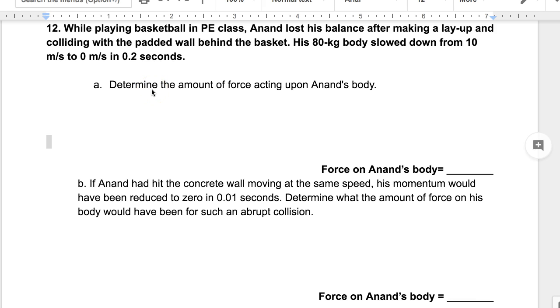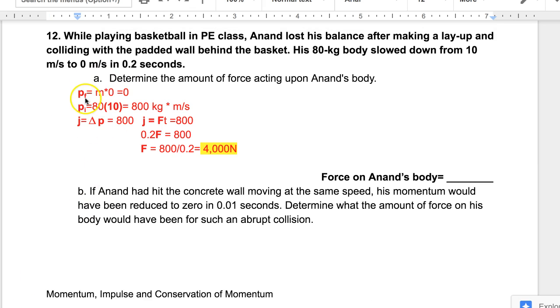Determine the amount of force acting upon Anand's body. We have two main formulas we've looked at here. P equals mv, no force is present in that formula. And then we have J, impulse, equals ft. So there's force present in that one. So that's likely going to be the formula we want to use. We also know that impulse is the change in momentum. So we're probably going to have to use that to figure this out.